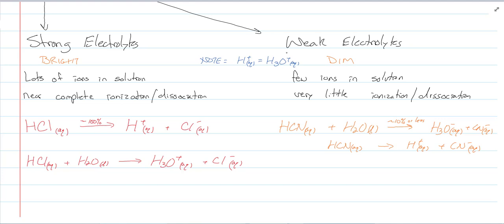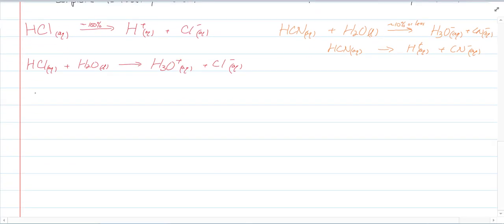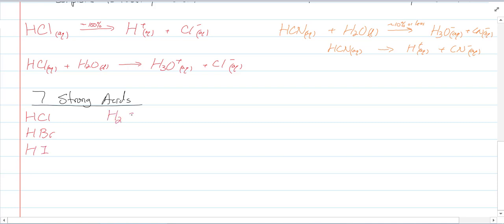So now the question becomes, how do I tell if I have a strong electrolyte, a weak electrolyte, or a non-electrolyte? Because that's important to recognize. Well, first of all, for strong, there are 7 strong acids in this course. They are the 3 middle halogens, hydrochloric acid, hydrobromic acid, hydroiodic acid, one with 2 protons, sulfuric acid, nitric acid, chloric acid, and perchloric acid. Those are the 7 strong acids.